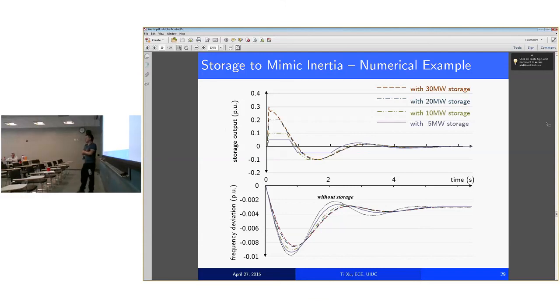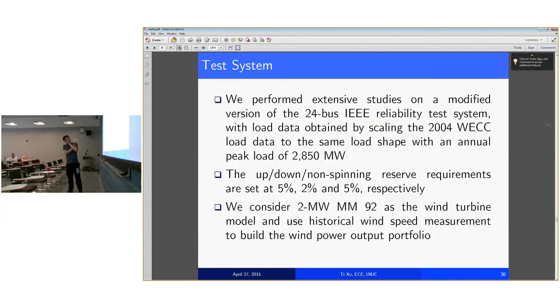Actually, they can do that fast, in 1 millisecond. So here's the test system. I just use the 24-bus IEEE RTS system, and the up, down, and loss of value reserve is set at 5%, 2%, and 5% respectively, and I also consider the wind turbine I have.